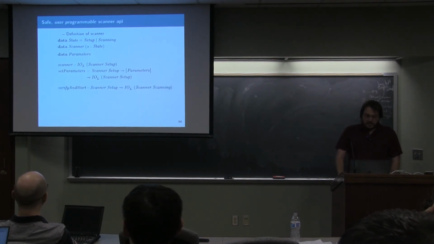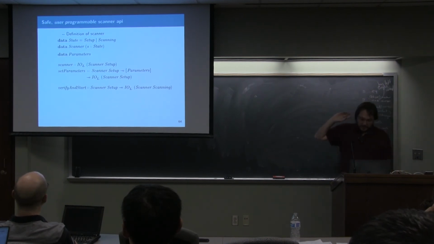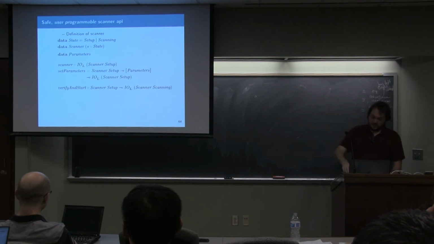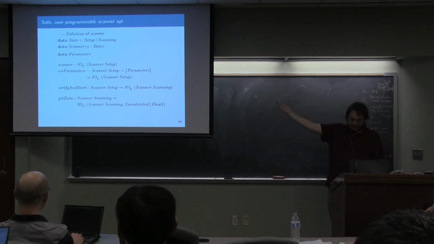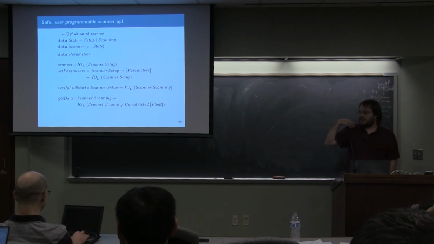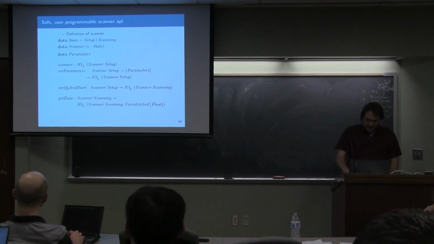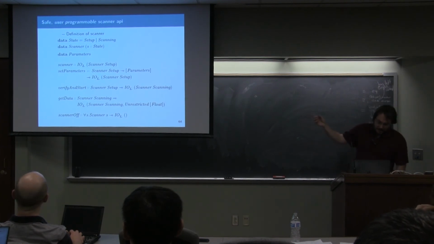But what we'd like to do is actually start it from setup to scanning, right? So we have this function called verify and start that goes from our scanner setup into a scanning mode. And then get data, which, now that the scanner is scanning, actually gets the data and returns that the scanner is still scanning, and an unrestricted list of floats in this case, which is kind of our data type. It's just an ongoing list of float 64s. And then a scanner off.